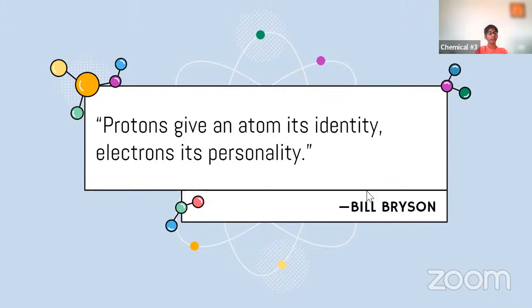And you can think of it like deuterium, tritium, and all these isotopes of hydrogen. They have the same amount of protons. They're still hydrogen. It's just they're different isotopes, different personality, different amount of electrons. Next slide.